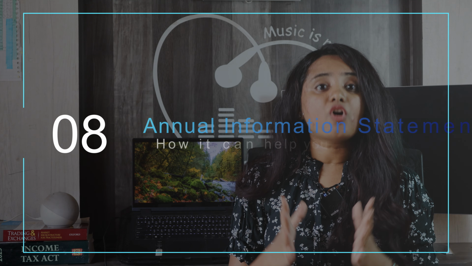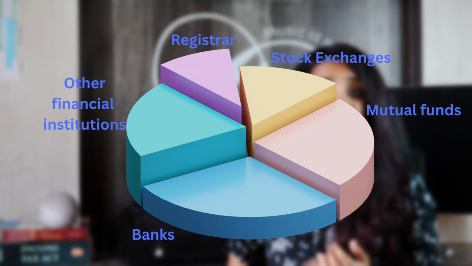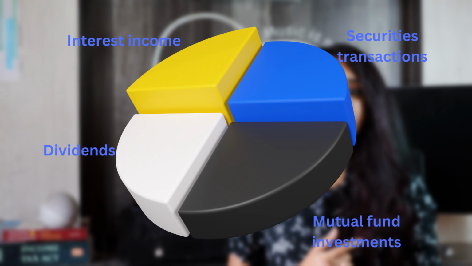Ever wondered how to get a complete view of all your financial transactions for a year? The Annual Information Statement, that is AIS, is your comprehensive guide. Let's see how it simplifies your tax filings. The AIS provides a comprehensive overview of all your financial transactions for the financial year. The AIS consolidates data from various sources such as banks, mutual funds, stock exchanges, registrars, and other financial institutions. This includes information on dividends, interest income, securities transactions, mutual fund investments, and much more.